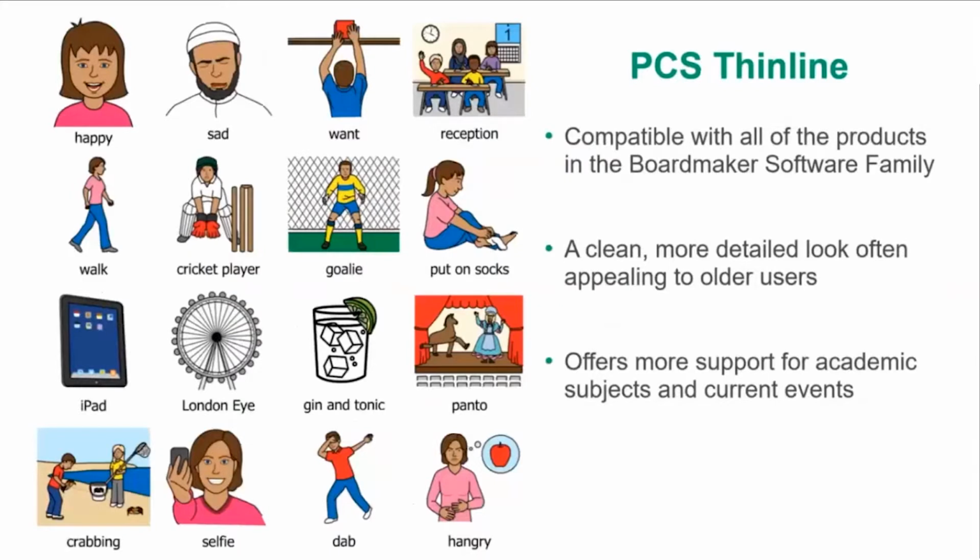Then we have the PCS Thin Line. About 10 years ago, Mayer-Johnson started adding the PCS Thin Line to make them compatible with all the Boardmaker software family. They're clean but more detailed and often look more appealing to older users, and it offers more support for academic subjects and current events.